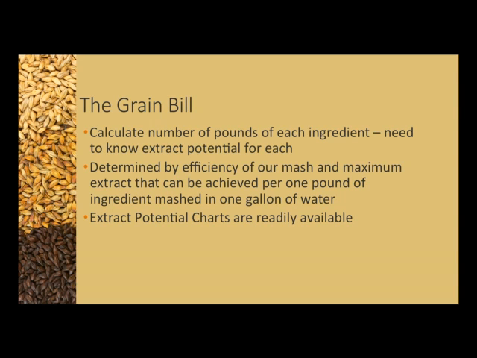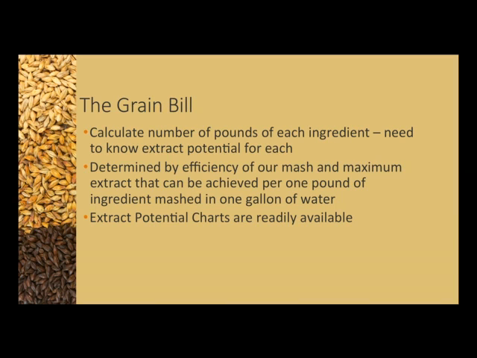Now we need to convert this data into actual measurements we can use in the recipe. To calculate the number of pounds of each ingredient, we need to know the extract potential for each ingredient. This is determined by the efficiency of our mash, as mentioned before, and the maximum extract that can be achieved per 1 pound of ingredient mashed in 1 gallon of water.